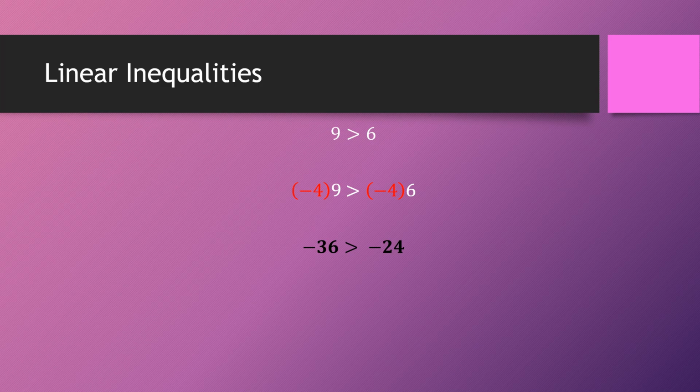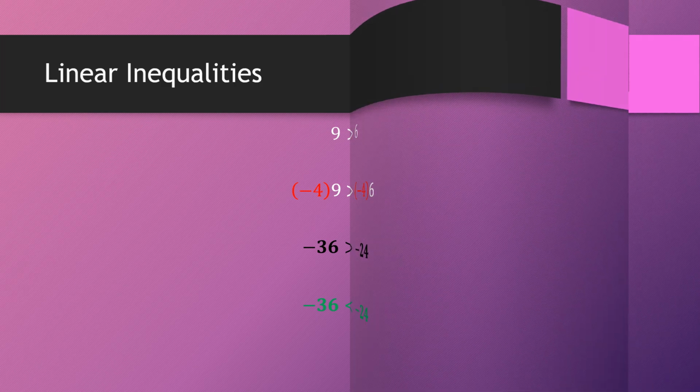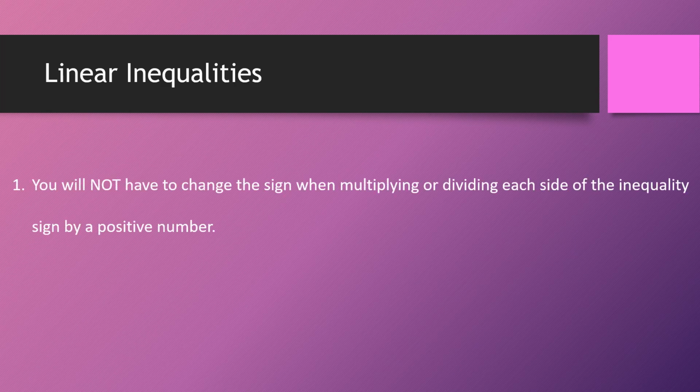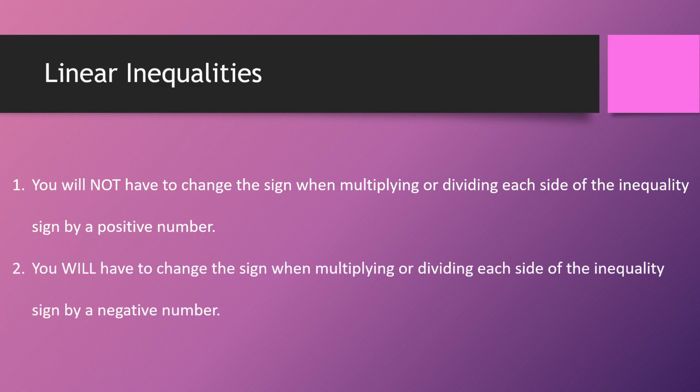If you know anything about the number line, or just counting negative numbers in general, you'll know that this isn't true, and you will need to flip the sign the other way. So here are a couple of rules you need to know when solving inequalities by multiplying and dividing. 1. You will not have to change the sign when multiplying or dividing each side of the inequality by a positive number. 2. You will have to change the sign when multiplying or dividing each side of the inequality by a negative number.